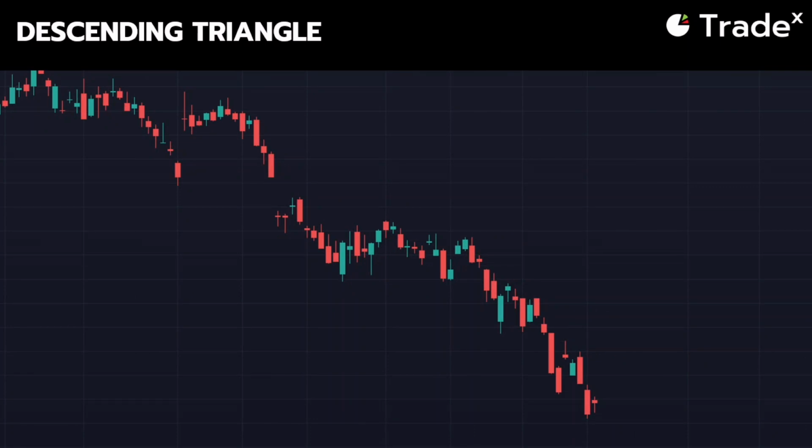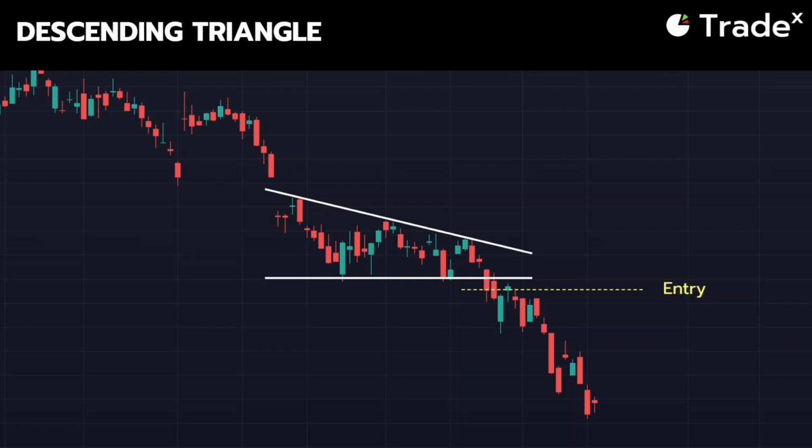Just like with the ascending triangle, trading the descending triangle involves defining an entry point, stop loss, and take profit. Enter a short trade when the price breaks below the pattern. Set the stop loss at the most recent high within the pattern. Measure the height of the triangle and project this distance downward from the breakout point to set your take profit. As anticipated, the price typically reaches the take profit level.